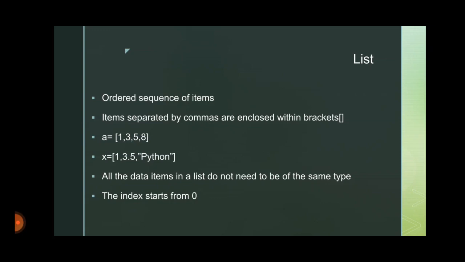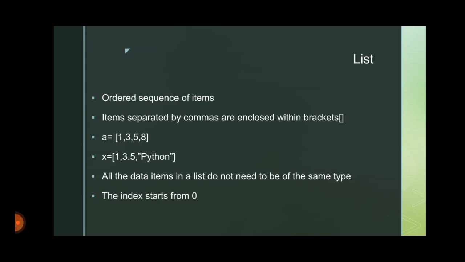Consider the example a is equal to [1, 3, 5, 8]. In the previous case, in the numbers data type, we saw a is equal to 5. A single value is assigned to a. Here, a list of values is assigned to a, and this is known as the list data type. Next, another statement is x is equal to [1, 3.5, 'Python']. Three types of values are assigned to x.